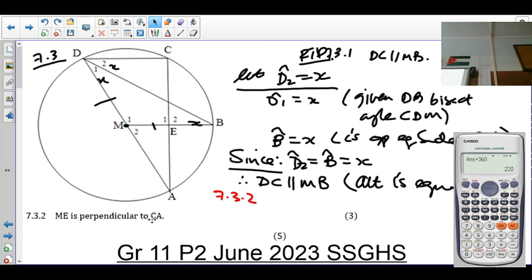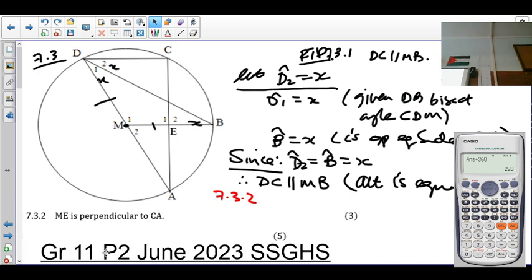Here we are asked, ME is perpendicular. Now what does perpendicular mean to say? Cut at 90 degrees, or meet at 90. ME is perpendicular to AC.